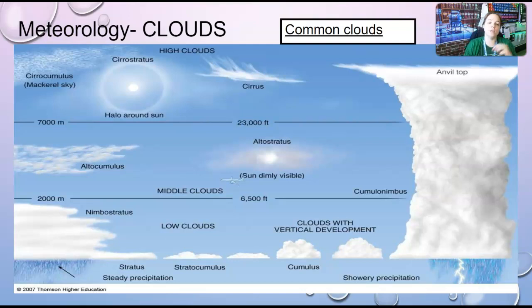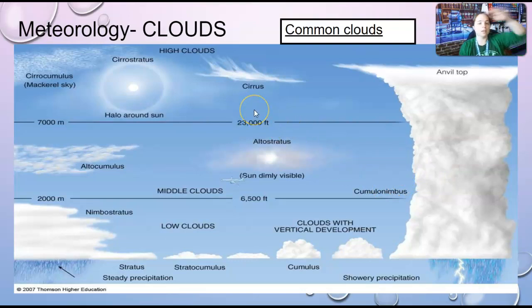And then you have the middle clouds, where you have the altocumulus, the altostratus, and then the cumulonimbus, which if you've ever watched Up, this is what Kevin says, or not Kevin, Kyle. Oh goodness, I forgot his name. The kid says to the older gentleman, "Hey, look, there's cumulonimbus."